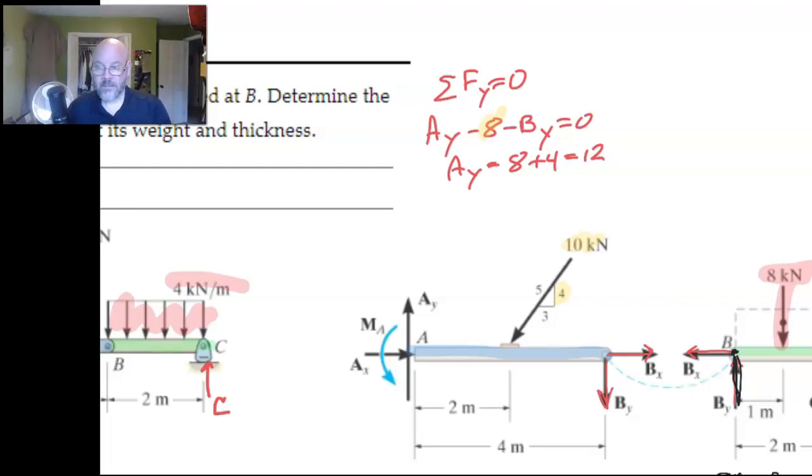So AY is doing a lot. AY is doing a lot. Now let's get to the horizontal bits.